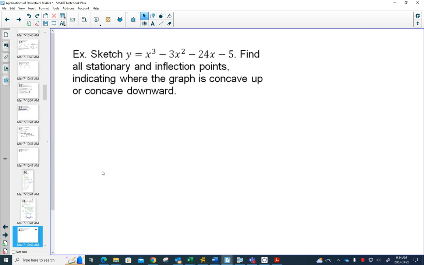Okay. I want you to do this one on your own with the preliminaries. So if we think color coding, we did the black section preliminaries, then the green section with your first derivative to find your stationary points. Then the purple section where you did your second derivative to find your inflection points. Then you can show where it's concave up and concave down.